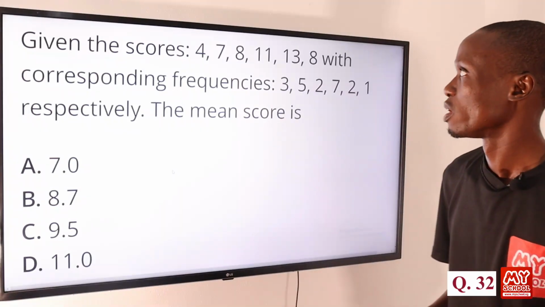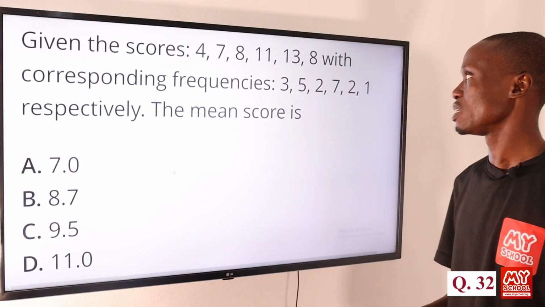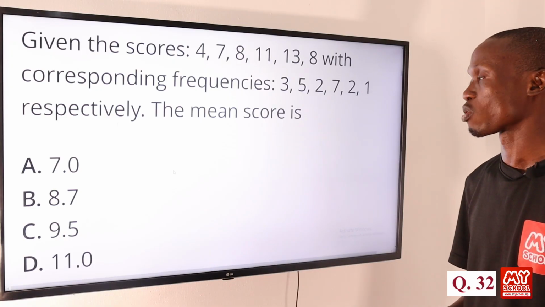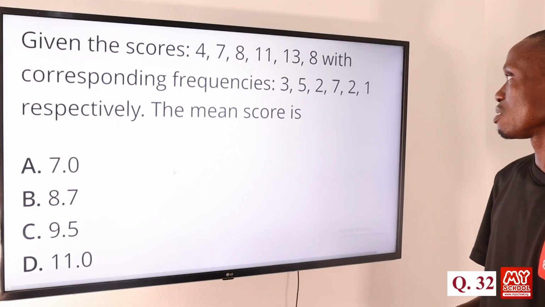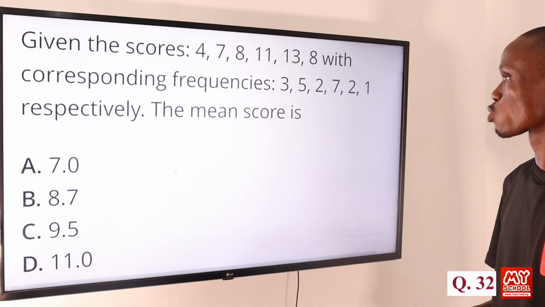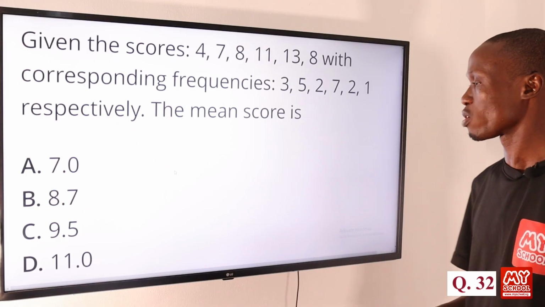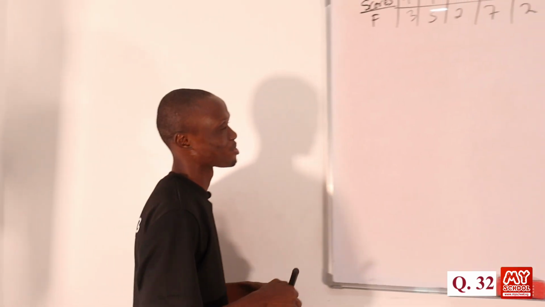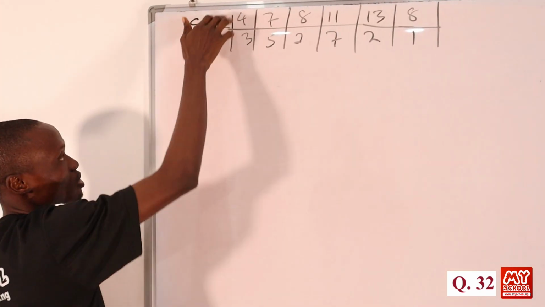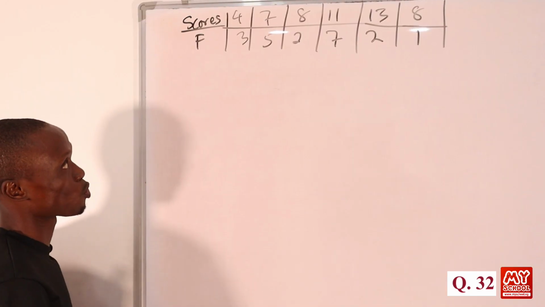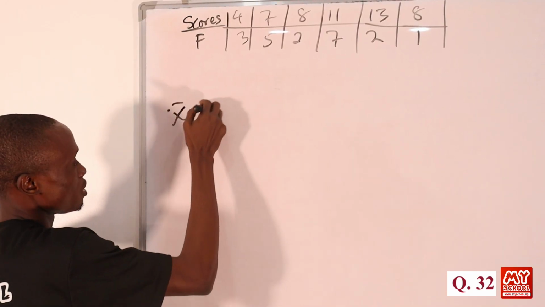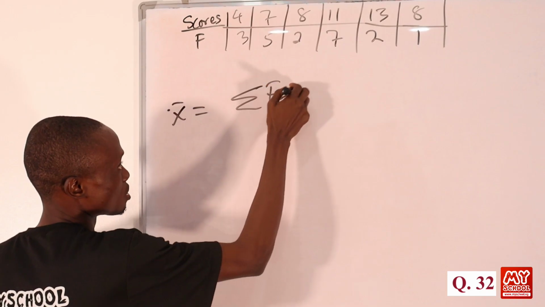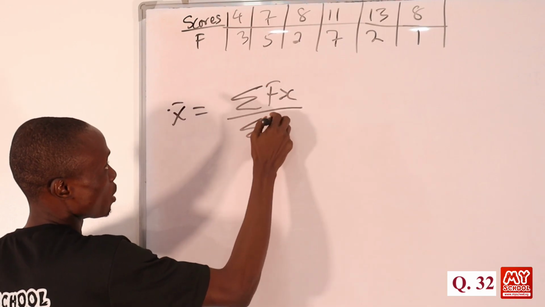Question 32. Given the scores 4, 7, 8, 11, 13, 8 with corresponding frequencies 3, 5, 2, 7, 2, 1 respectively, the mean score is. So let's move over to the board to provide the answer to this question. Okay, so these are the scores and these are the frequencies. And remember that for a frequency table, the mean x bar is equal to summation Fx all over summation F.